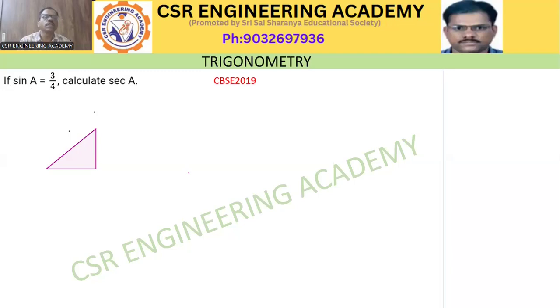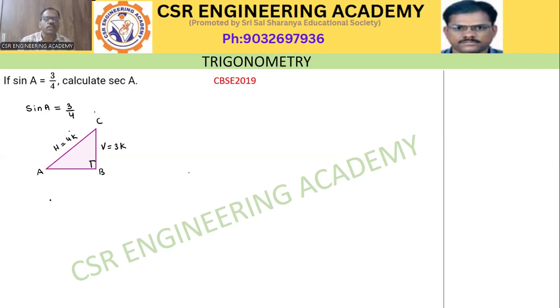If sin A is equal to 3 by 4, calculate secant A. Given sin A is equal to 3 by 4, in triangle ABC with right angle at B. Sin A is equal to 3 by 4, that is, vertical side V is equal to 3K, and hypotenuse H is equal to 4K.